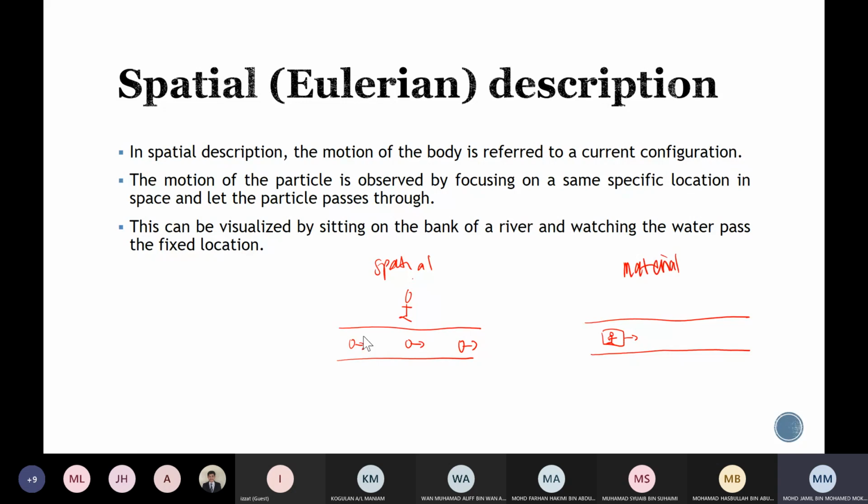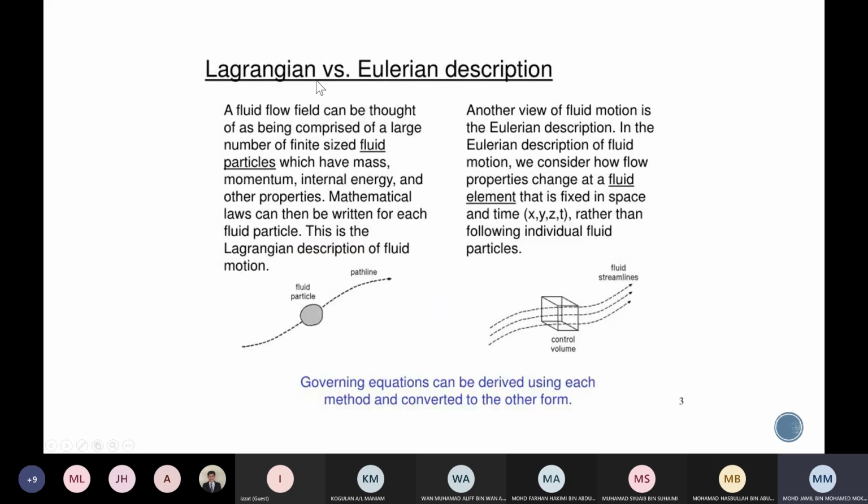So why there are two? So Lagrangian versus Eulerian description. So a fluid flow field can be thought of as ada banyak particles. So mathematical laws can then be written for each fluid particles. Setiap fluid particle ada dia punya mathematical law dia. So this description is Lagrangian or material.